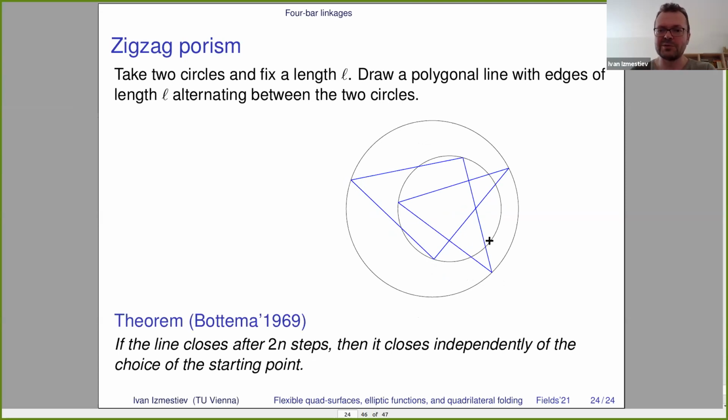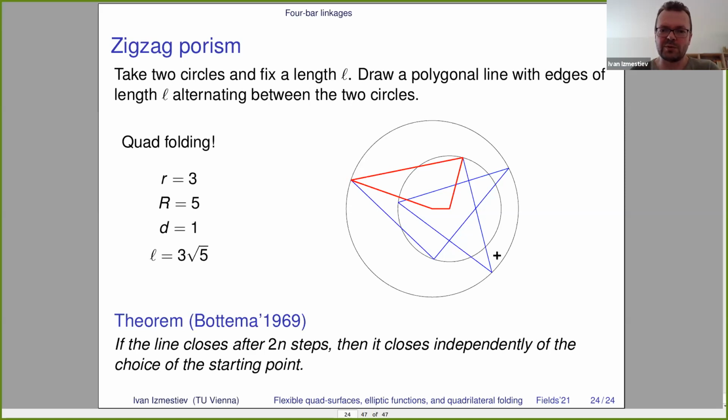Some people have noticed that this actually corresponds to the folding of the quadrilateral, because in this problem we have four numbers. One number is the radius of the small circle, the other is the radius of the big circle, the third is the distance between the centers, and the fourth is the fixed length L of the segment. This red quadrilateral is one that you have seen before, with these edge lengths, and constructing the zigzag actually corresponds to folding the quadrilateral. This time the small side of the quadrilateral remains fixed and the other vertices jump.